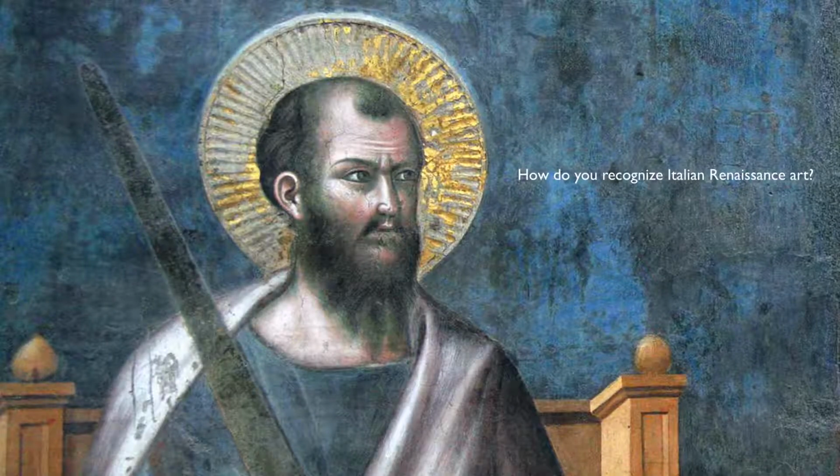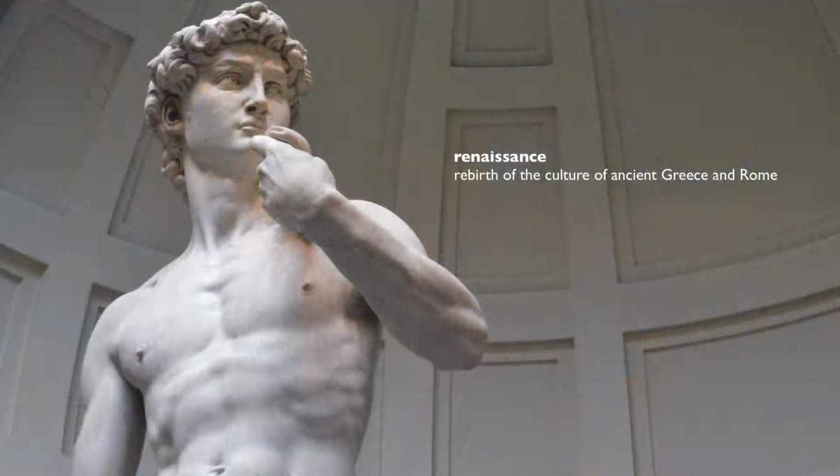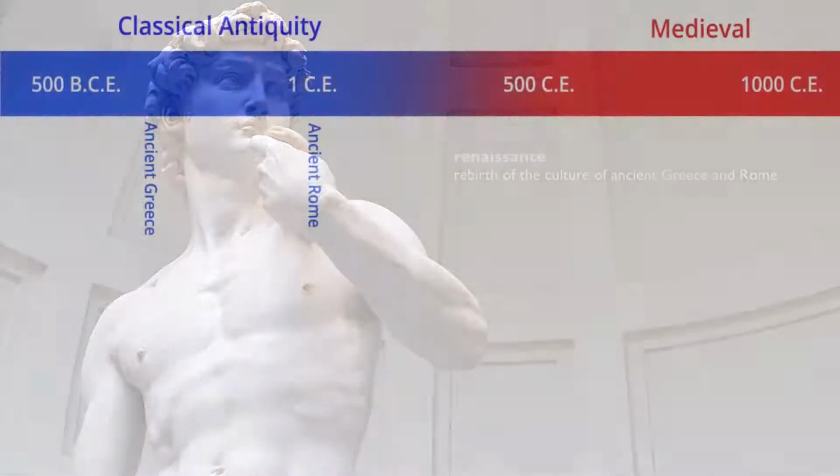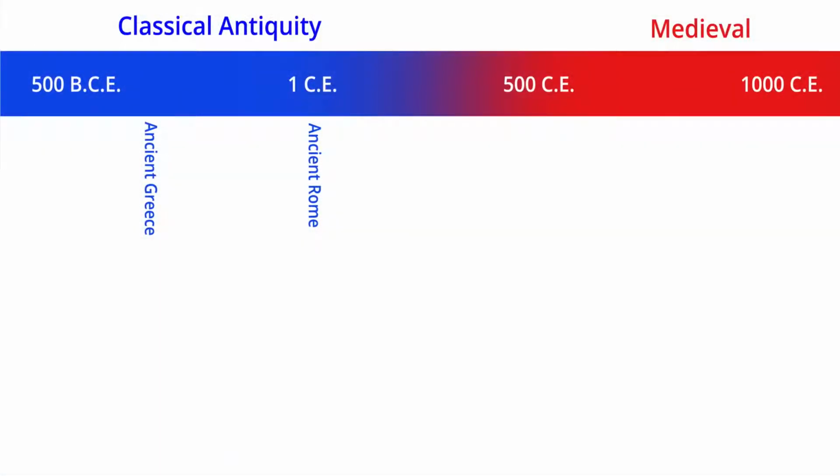How do you recognize Italian Renaissance art? Sometimes we use the word Renaissance to talk about the revival of something generally, but in art history, Renaissance means something very specific. It means the rebirth of the culture of ancient Greece and ancient Rome, which we call the classical period or classical antiquity.